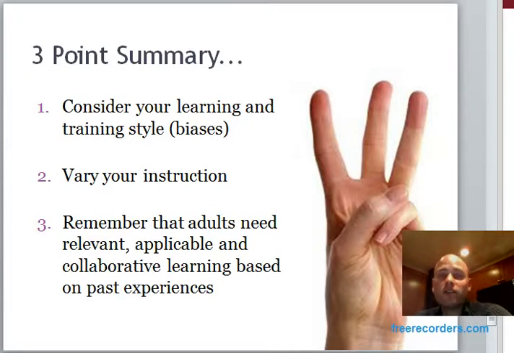2 is varying your instruction, making sure that you've got numerous different ways that you're reaching your students, the broad variety of students that you have in your course who may have different preferences given the context of the course. And the third one is remember that young adults need relevant, applicable, and collaborative learning based on past experiences. And these are some of the items that we've spoken a little bit about earlier in this course, but that are coming back here in the context of this module.